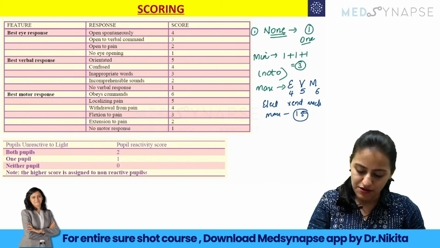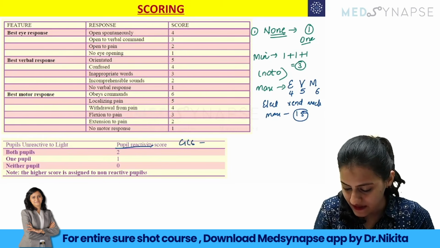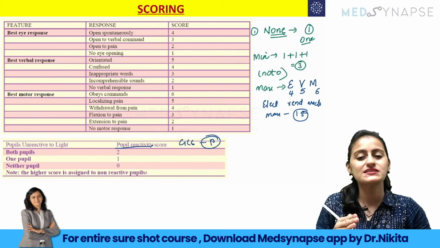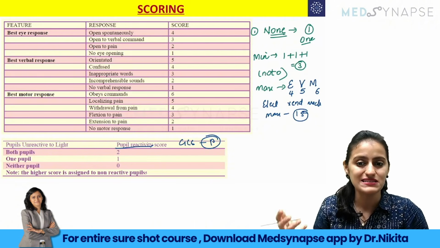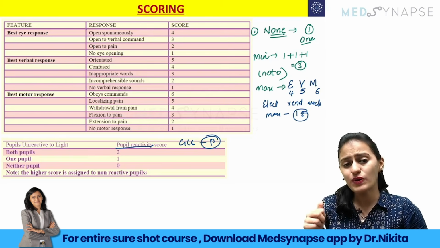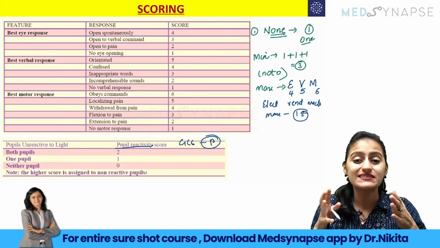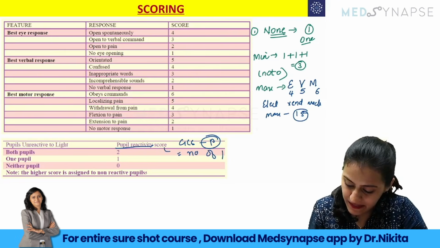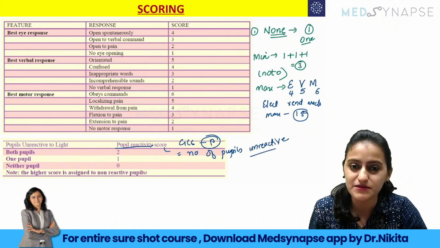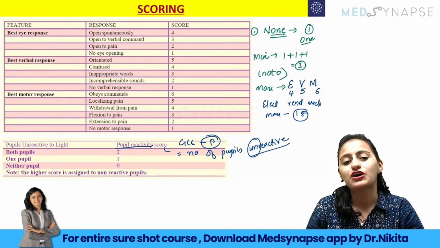Right. And then you have the GCS-P score as well. The P represents the pupil reactivity score. So from the GCS, we subtract the pupil reactivity score, that gives the GCS-P score. So what happens in GCS-P score, the pupil reactivity score is actually the number of pupils which are unreactive. Remember, the pupil reactivity score is the number of pupils which are unreactive, not reactive.